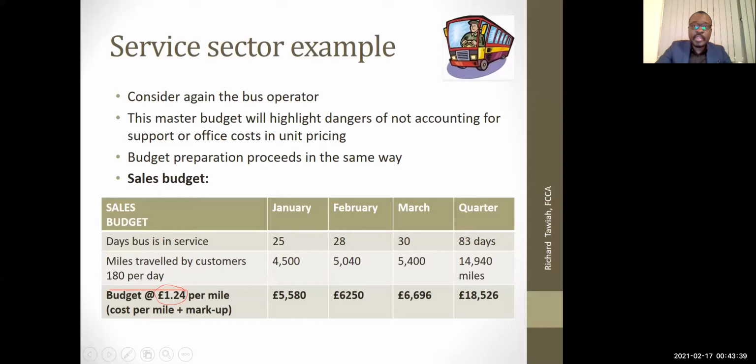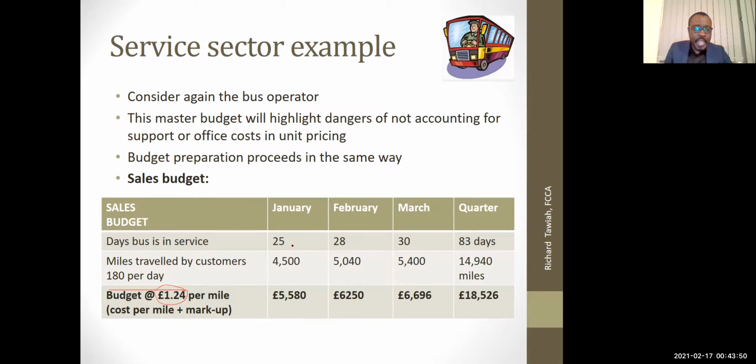Okay, so we proceed. Yes, so we have 1.24 as a selling price, including the margin, which we added up to the cost.